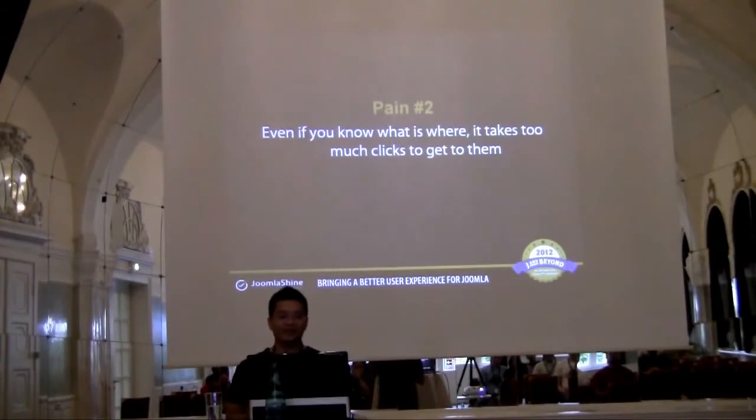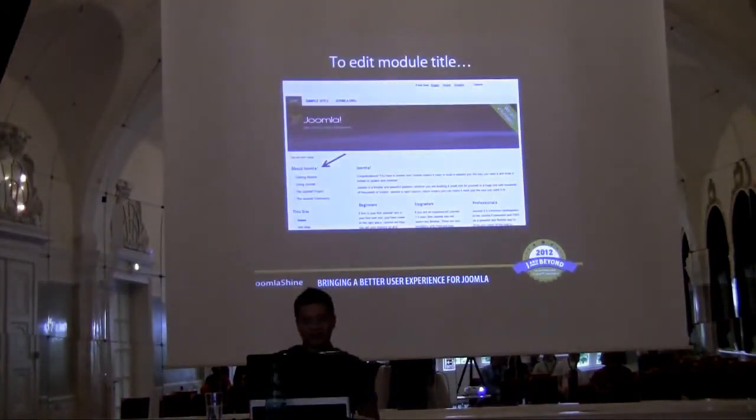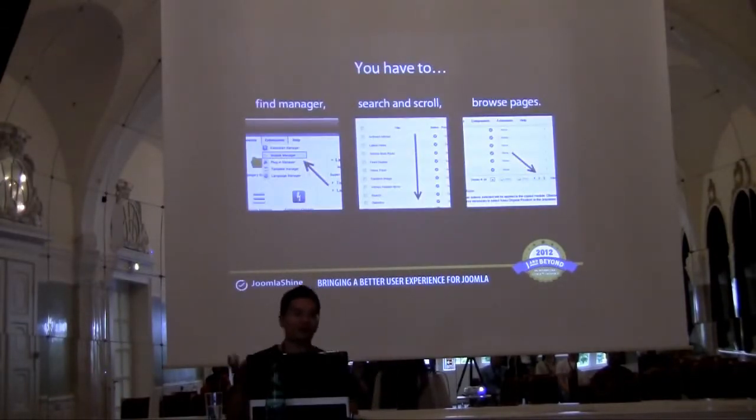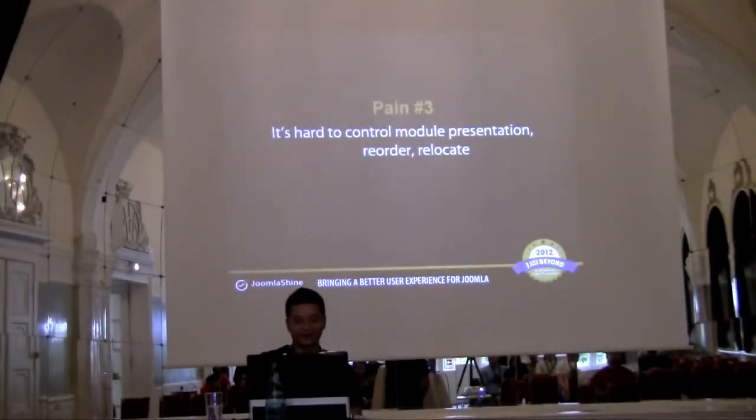Pain number two, even if you spend some time to learn Joomla, you now know where to get things. But it takes too many clicks to get them. Let's see. You want to edit a module title, this one, about Joomla. Here is what you have to do. You have to figure out first which manager to go to. Okay, it's Module Manager. Then you scroll down. And when you install Joomla for the first time, it is configured so that you can only see 20 items on a single page. And you might have to click on pages, the second page, the third page. And only after that, you will get to the module you want. That's the pain.